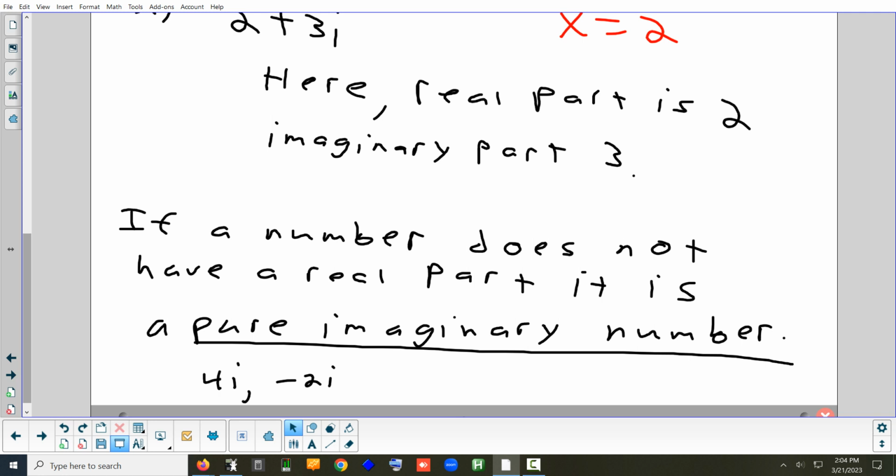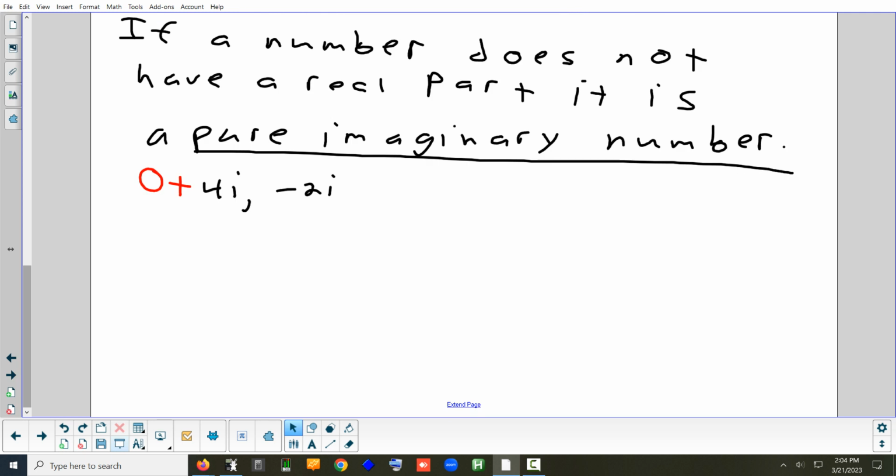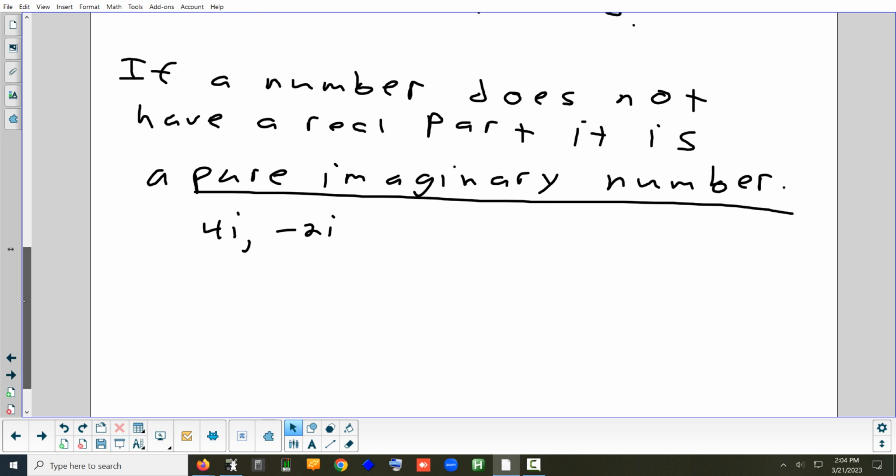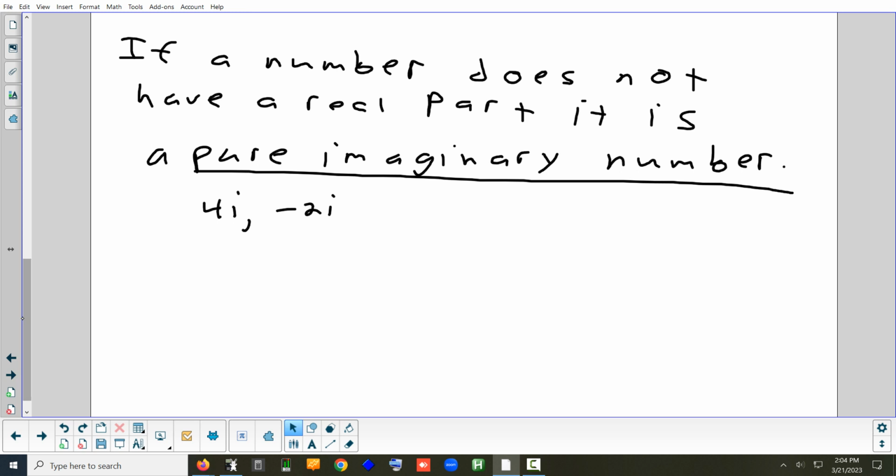So just like not every complex number has to have an imaginary part, not every complex number has to have a real part. 4i, you could think of that as 0 plus 4i. There is no real part, and the imaginary part is 4. Again, if there's no real part, you're probably not going to see that written. They're going to leave it off. So that's called a pure imaginary number, 4i. Yeah, negative 2i, that's another. Any questions on that?